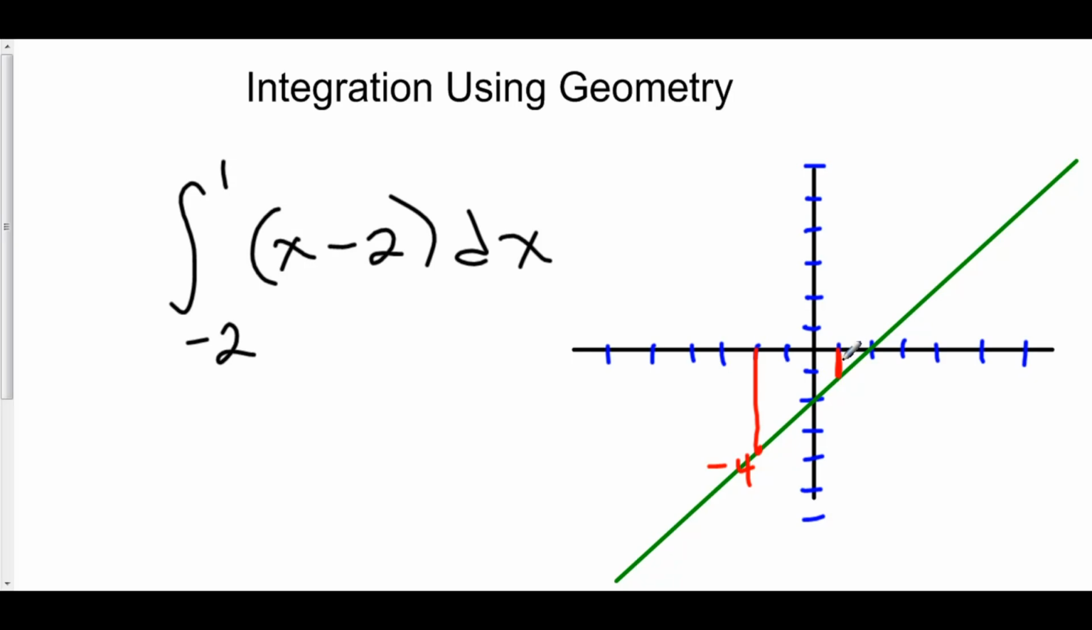And if you plug that into your function, 1 minus 2 is -1. So this point right here is (1, -1). So this length right here is -1. You'll notice that this makes a trapezoid.